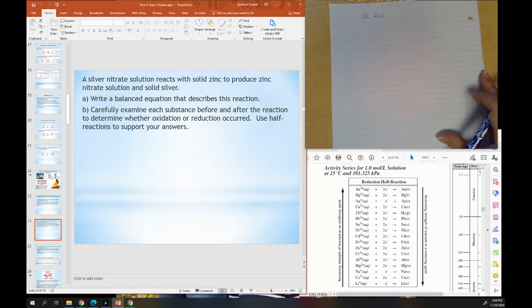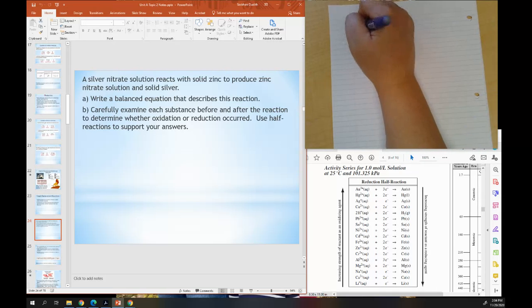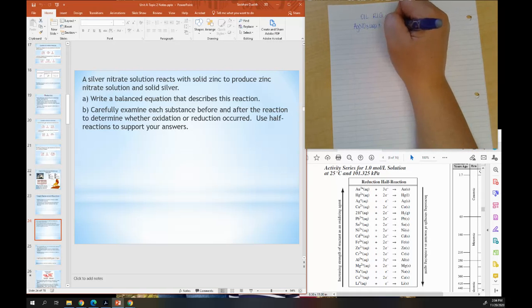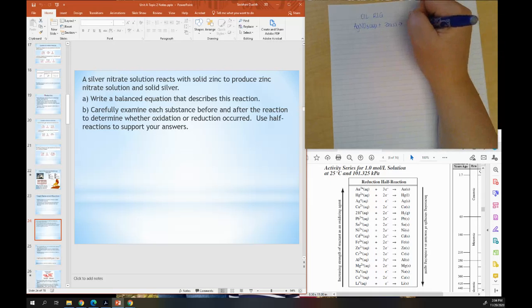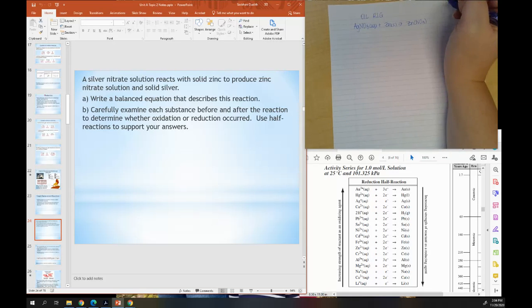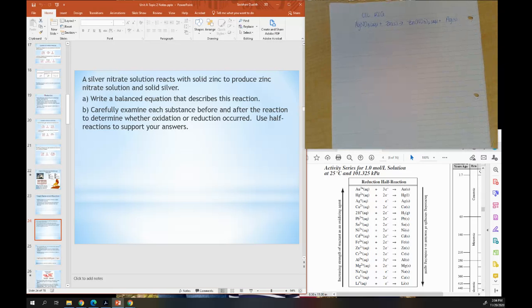So silver nitrate solution, AgNO3, aqueous, plus solid zinc, so zinc solid, produces zinc nitrate. Now, it does say here that it is a solution, so that means it's going to be aqueous, and solid silver. All right, so we've written our reaction. Now we need to balance it.